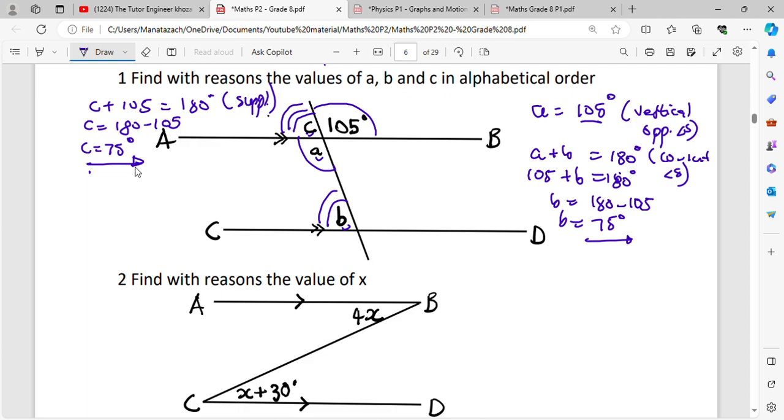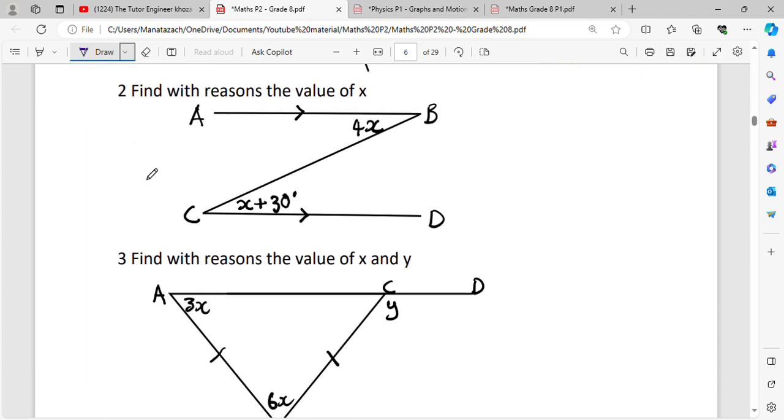Okay, let's move over to the second question. Find with reasons the value of x. We're given that AB is parallel to CD. That means these two angles are equal. So the first thing is angle B is equal to angle C. The reason is alternating angles.